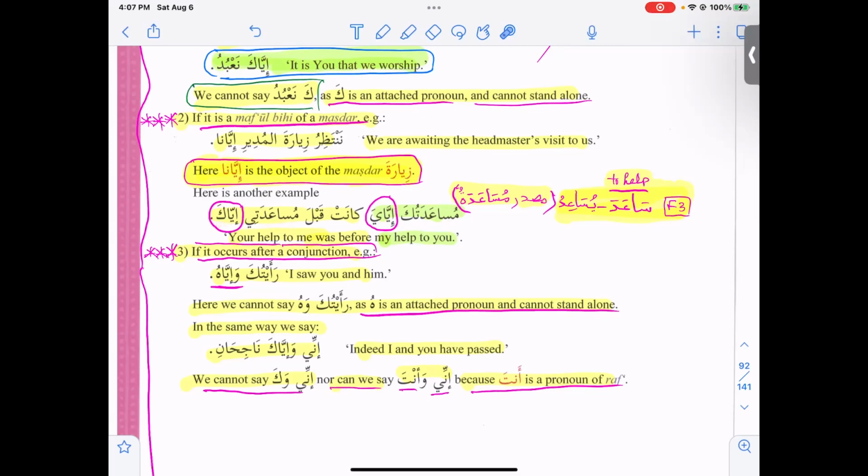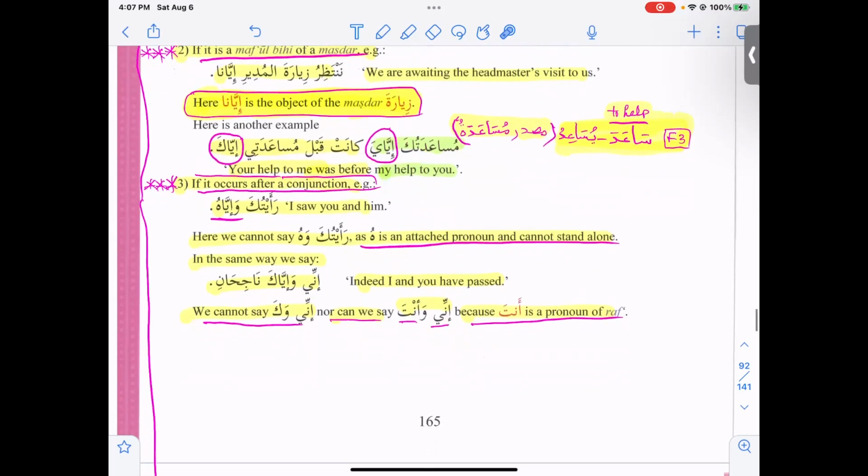Number 3. If it occurs after a conjunction, yes. Beautiful rules. And if you understand, that's good enough, my brother. Then you can revise. We will have a lot of revision when we do the main lesson, inshallah.